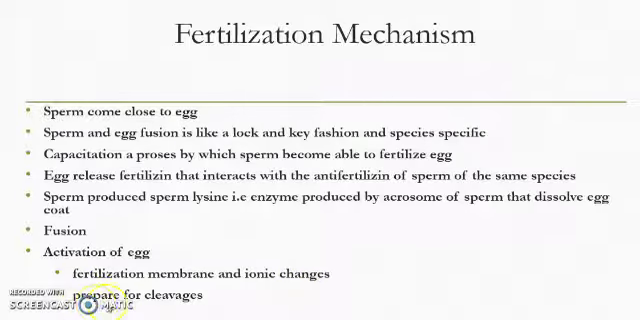And the next one is called preparation for the cleavages. Egg prepares itself for the cleavages. For that, egg produces its materials including mitotic apparatus, spindle fibers, and also the DNA.